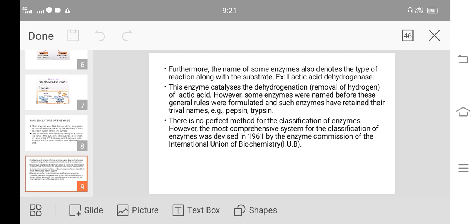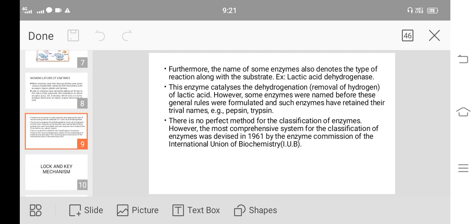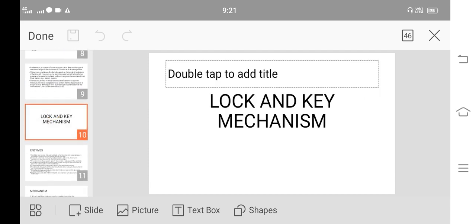So there is no perfect method for the classification of enzymes. In 1961, the Enzyme Commission of the International Union of Biochemistry introduced a classification of enzymes. Next we'll move on to the lock and key mechanism.